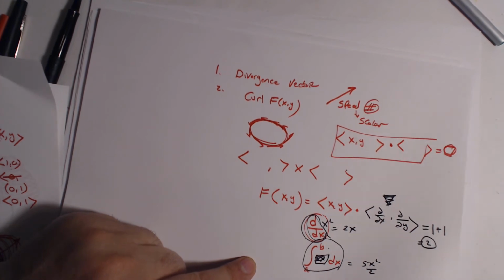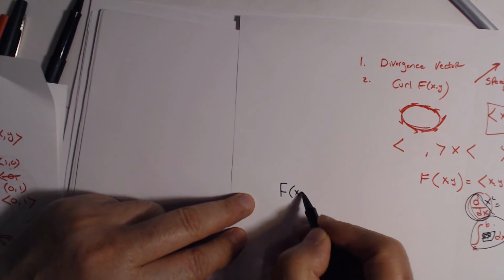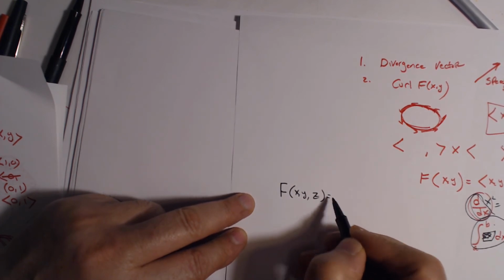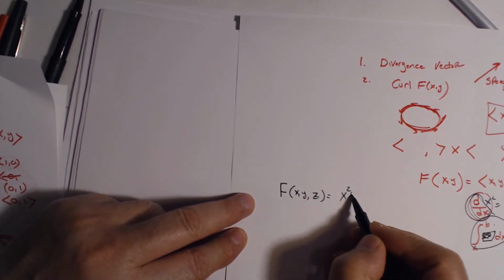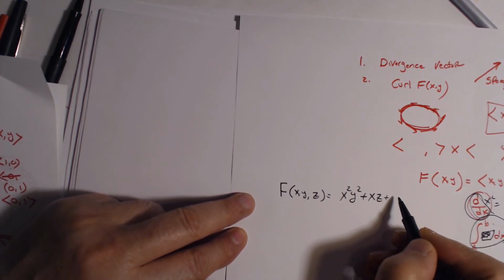Somebody said, are you kidding me? I said, okay, right here, x, y, z. I'm going to write x squared, y squared, plus xz plus z cubed.